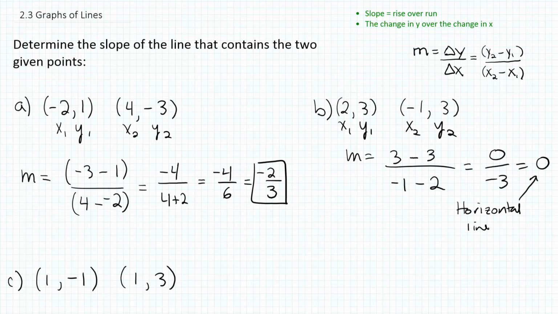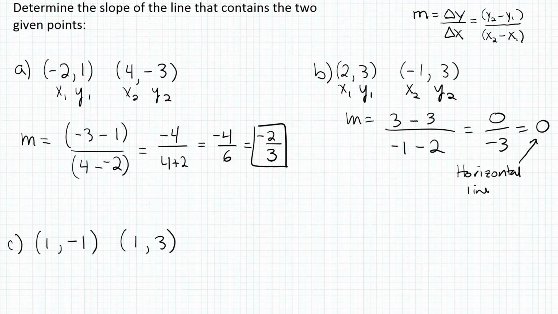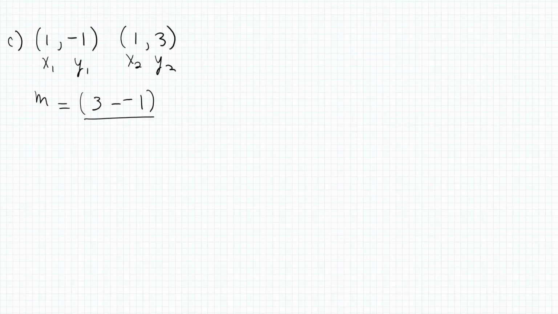Okay, let's take a look at example C then. So using that same slope formula, again, x1, y1, x2, y2. So we'll have y2, which is 3, minus y1, so a negative 1, and that will be divided by x2, which is 1, minus x1, which is also 1.